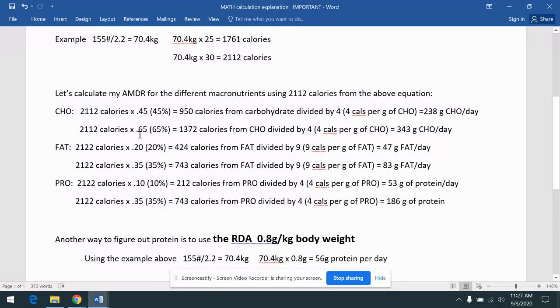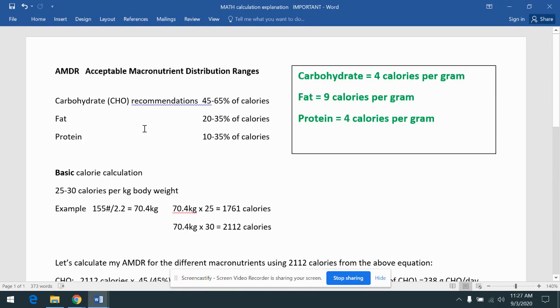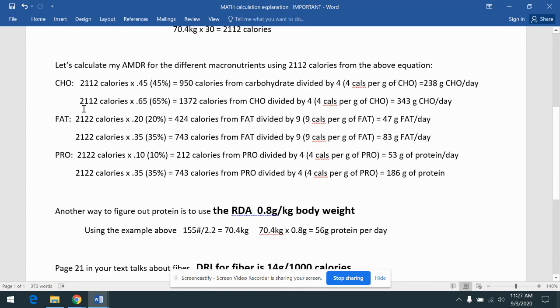Carbohydrate, 4 calories per gram, fat, 9 calories per gram, protein, 4 calories per gram. So then I'm just going to take and do the upper range for the carbohydrates from the acceptable macronutrient distribution ranges. Okay, if I take my 2,112 calories, multiply by 0.65, I get 1,372 calories from carbohydrate. I divide that by 4, and I get 343 grams of carbohydrate per day. So for someone who weighs 155 pounds, their carbohydrate amount should be between 238 grams and 343 grams of carbohydrate per day.